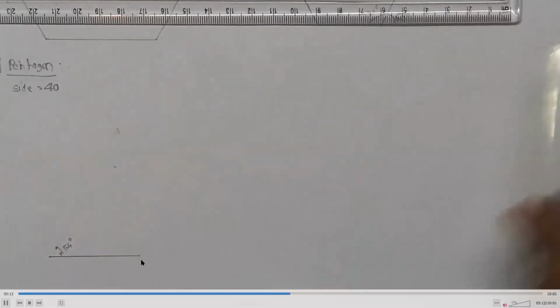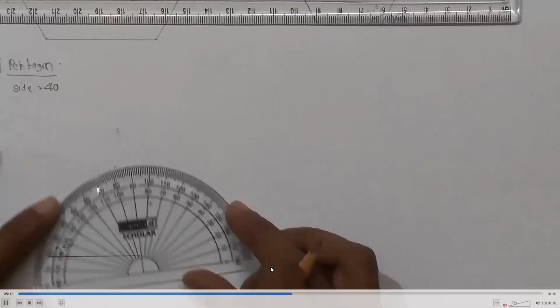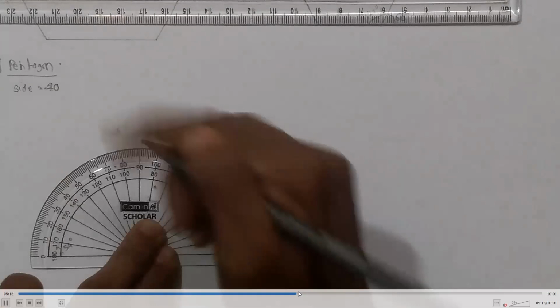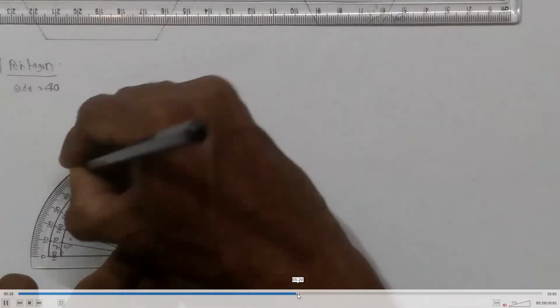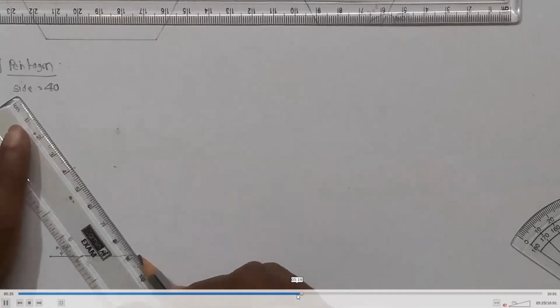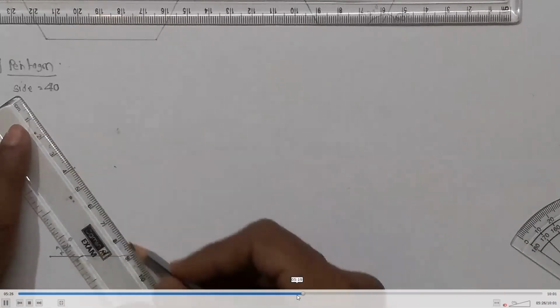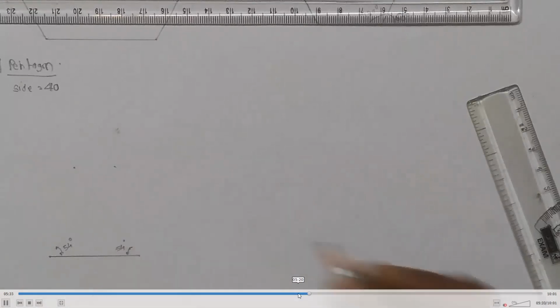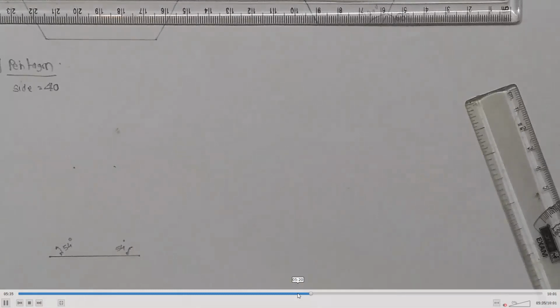Similarly, draw the second line again at 54 degree, and find out the intersection of these two lines. So it will become one isosceles triangle. And from that intersection point, draw this circle.